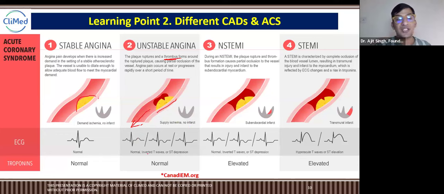It usually shows some kind of changes even in the ECGs. Sometimes the ECG will be normal, sometimes there will be an inverted T wave, sometimes there will be ST depression. Troponins will be normal in such cases.